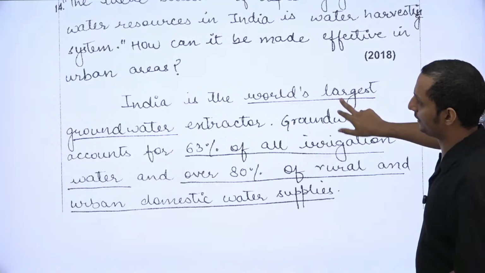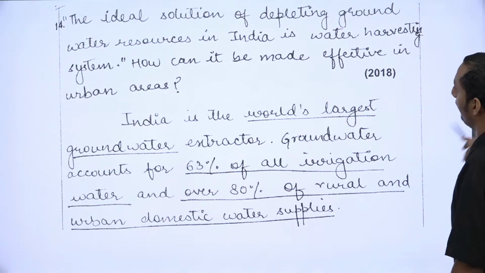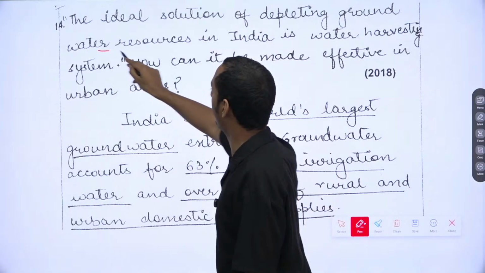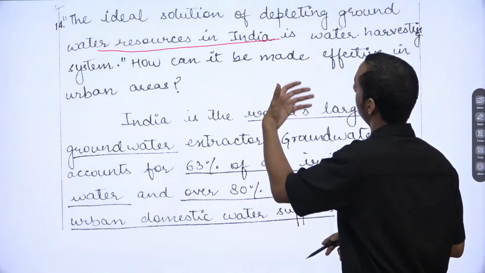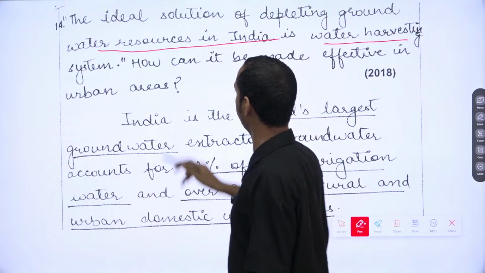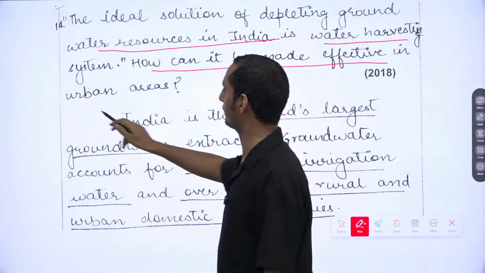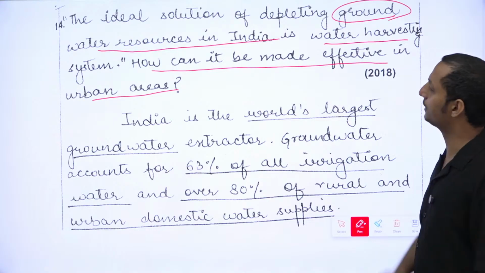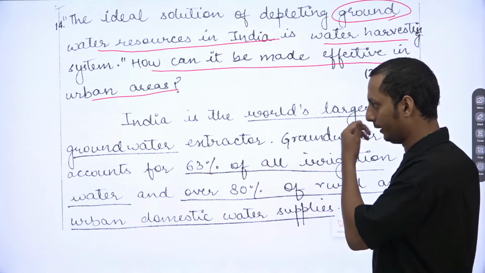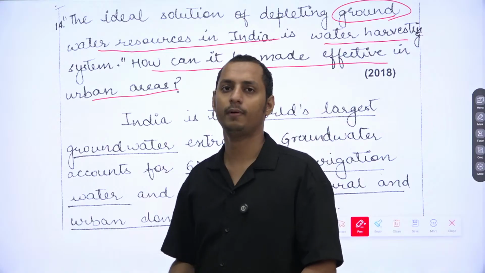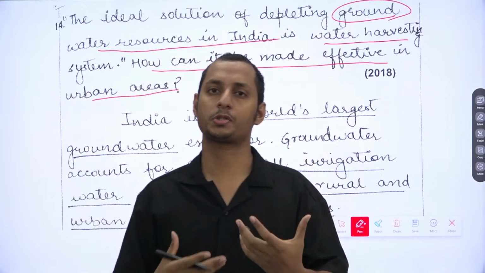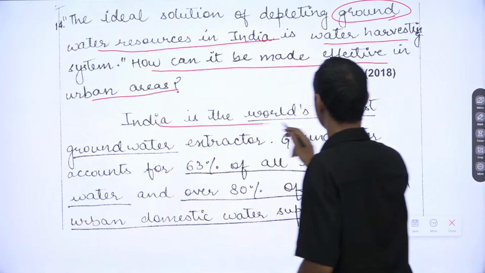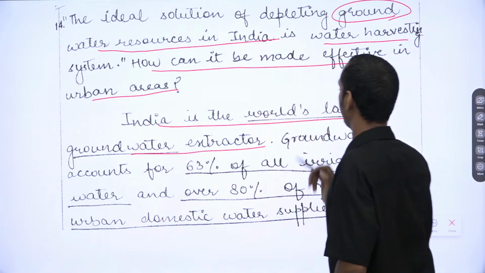Even for a question such as this: the ideal solution for depleting groundwater resources in India is water harvesting. How can it be made effective in urban areas? First, what do you have to mention here? You have to mention the depleting groundwater resources, right? So what do you need to do? You can mention an international report or even an Indian government report. How do you do it? India is the world's largest groundwater extractor.